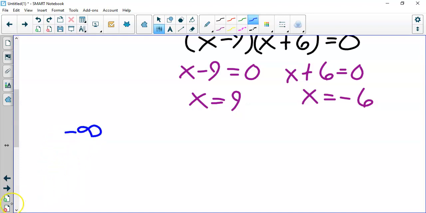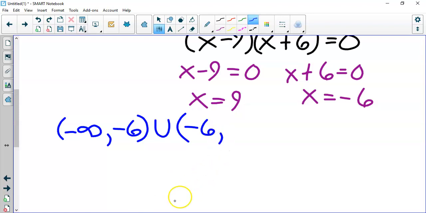Okay. And is that a bracket or parenthesis? Parenthesis. Because infinities always get parentheses. And then where are we going? Negative 6. Good. Yes. And then what? Parenthesis. Union. Parenthesis. Yeah, remember that's our jump. And where do we pick up at? At negative 6. Because you're jumping over negative 6.